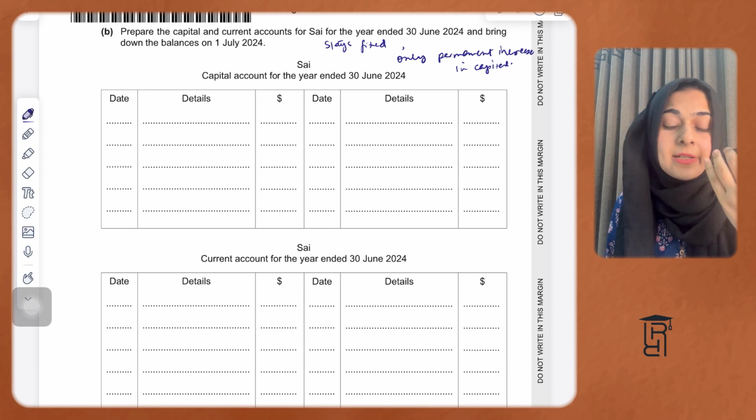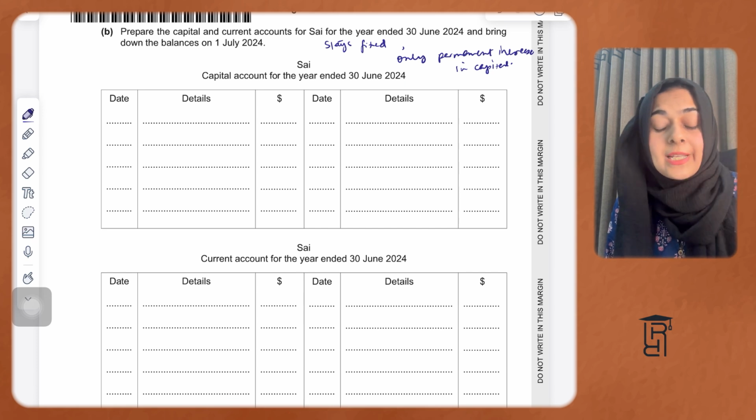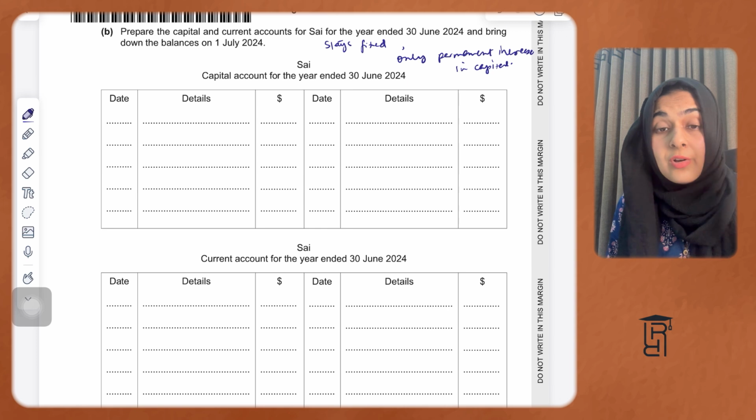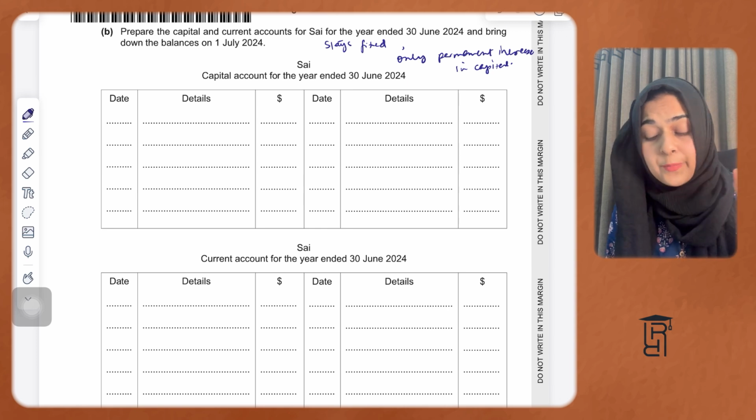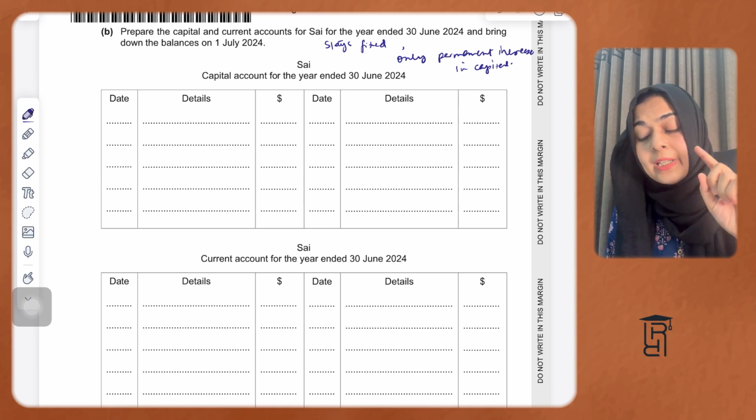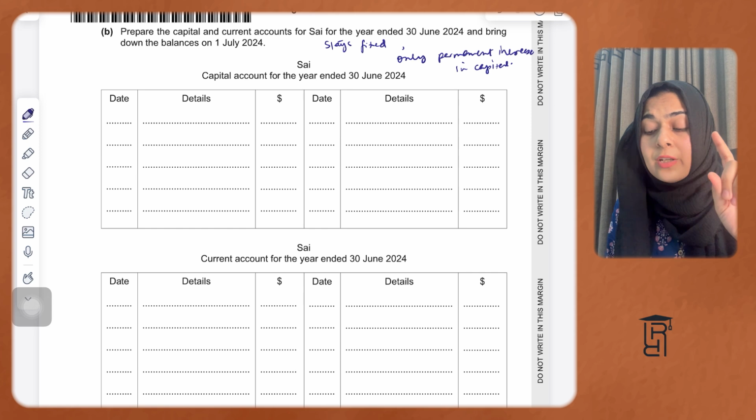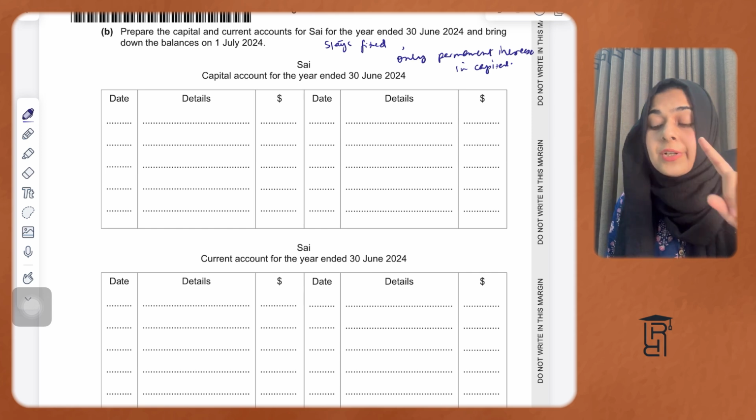All the other changes, that is profit share, interest on capital, or interest on drawings, are recorded in the current account of the partner, not in the capital account. Only the capital account will stay fixed. Only and only a permanent increase in capital will be recorded in the capital account.